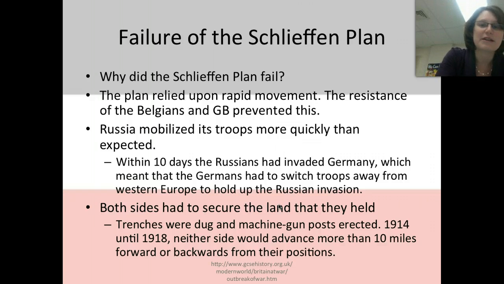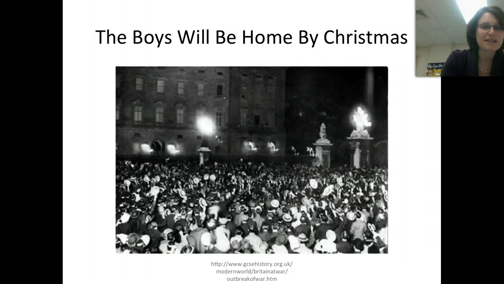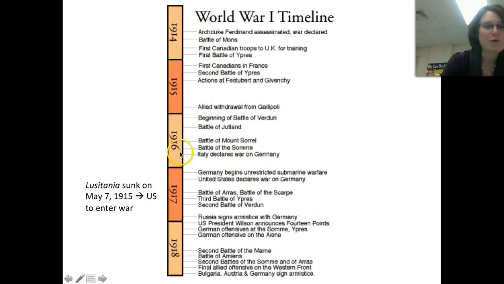The resistance of the Belgians and Great Britain prevented the Germans' rapid movement through France, okay? Russia also mobilized its troops more quickly than expected, and both sides had to secure the land that they held, which led to trench warfare, which is perhaps the most horrific part of World War I, which we'll see. There's this idea that the boys will be home by Christmas, and everyone's like, yay, war! We haven't had war in forever! This is going to be awesome! And then the reality was 4 or 5 years, depending on where you were in Europe, of long, horrendous, bloody war, incredibly costly in both human lives and money.